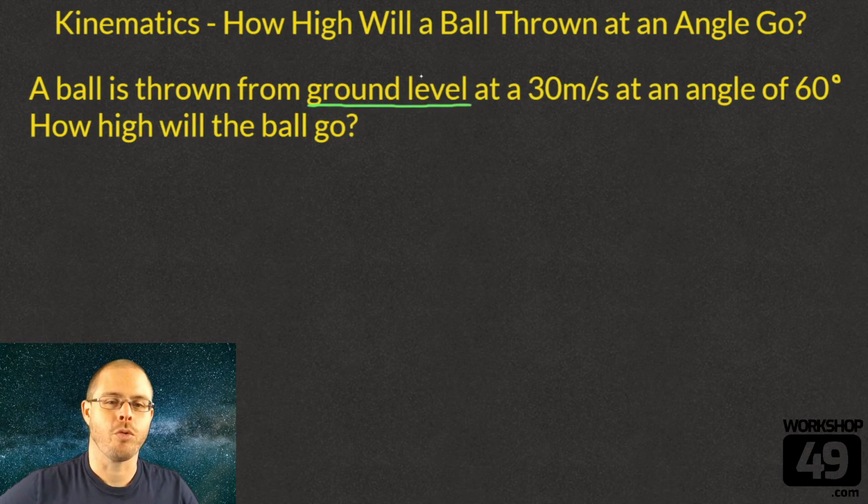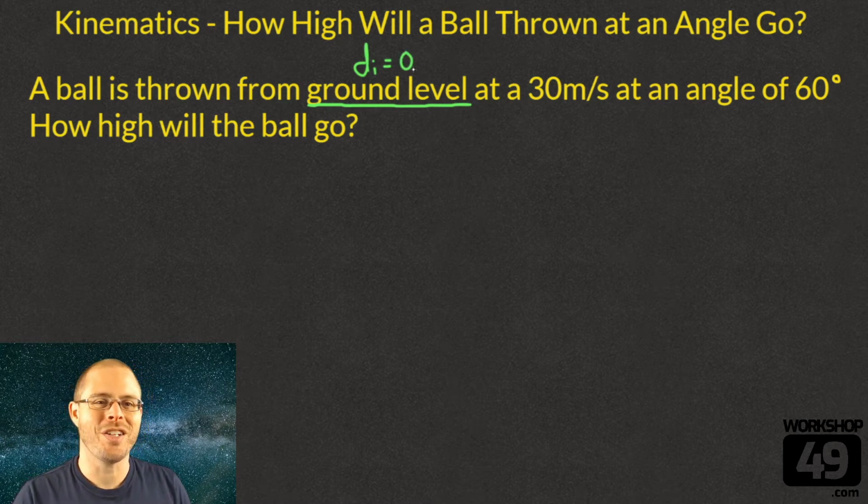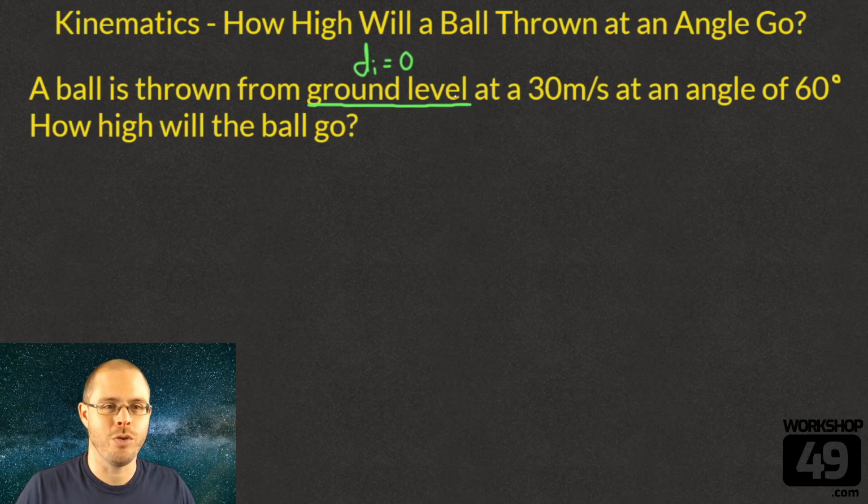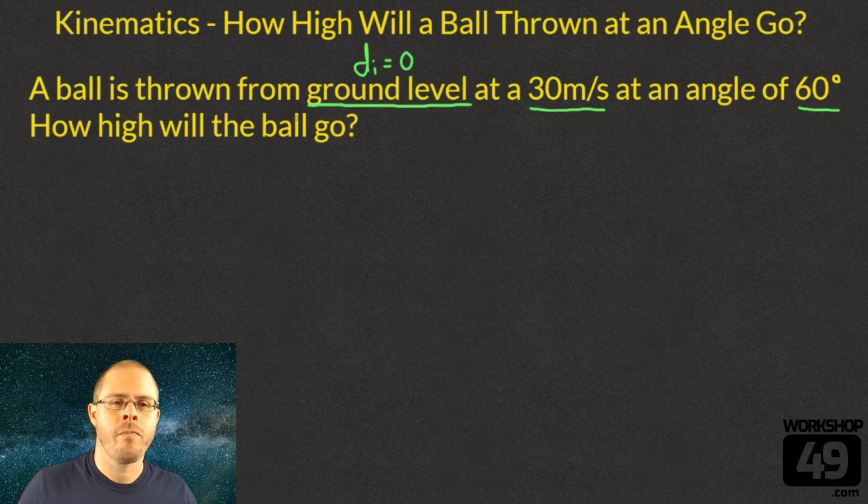We have a ball that's thrown from ground level. That's just because I'm kind, and that tells us that our initial displacement of the ball is going to be 0. It doesn't have to be, and we can do ones without it, but it'll just simplify learning how to do this to start. It's at 30 meters per second, and it's at an angle of 60 degrees. We've been asked, how high will the ball go?